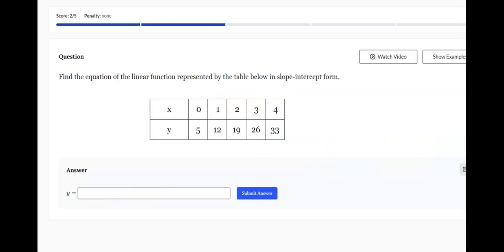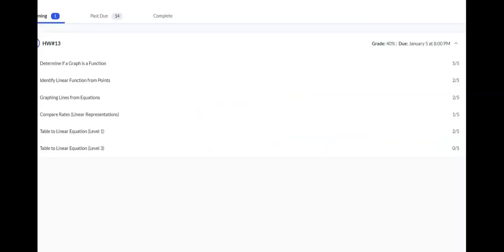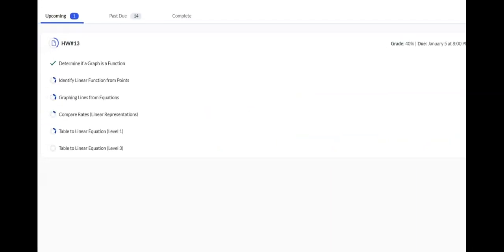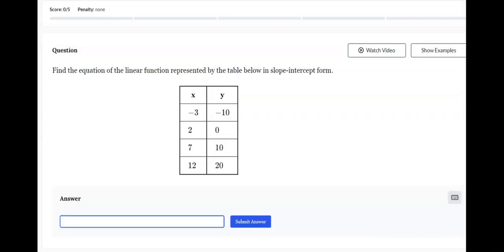All right, let's take a look at the last lesson, which is linear tables to linear equations. So this one is similar to the last one, except there are no 0 values. So unfortunately, that means we're going to have to do a little bit of work. The first thing we need to do is find our slope. So that's something we can find from the table.